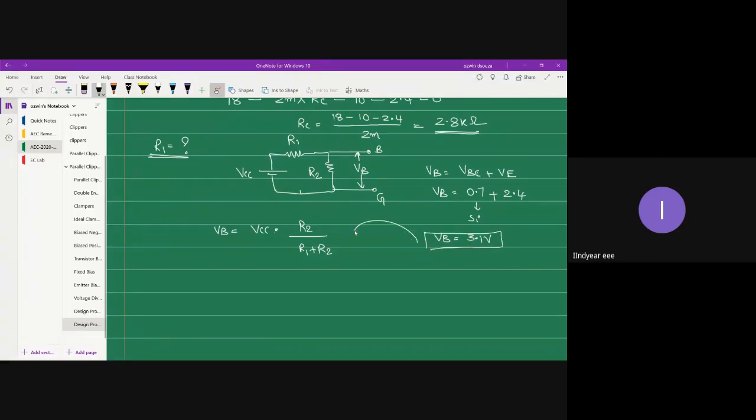You can substitute this VB result into your previous expression. On the LHS you have 3.1, and on the RHS you have VCC, which is 18, into R2, which is given as 18 kilo ohm, divided by R1 plus R2, so R1 plus 18 kilo. Simplify this expression and tell me what you get. When you cross multiply, you get 3.1 into R1 plus 3.1 into 18, that's 55.8K.